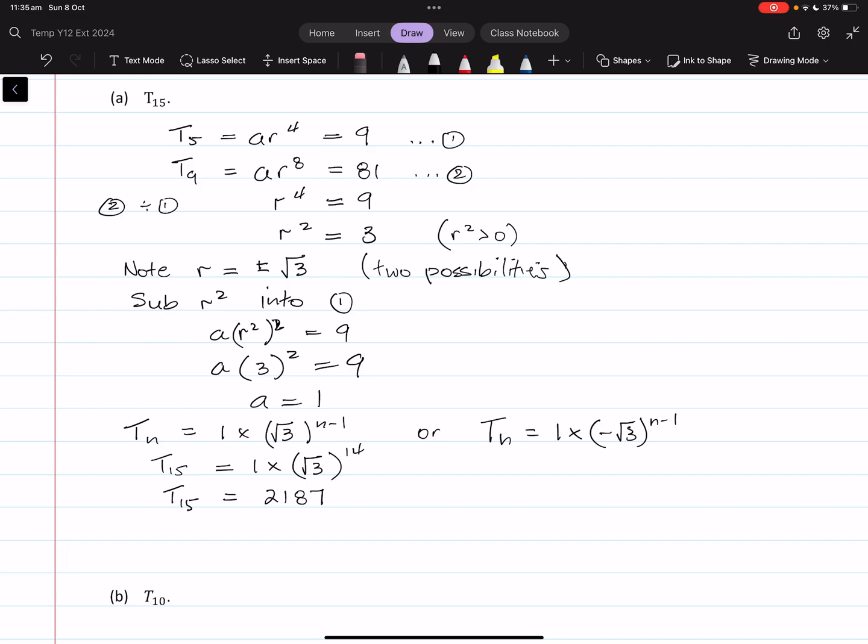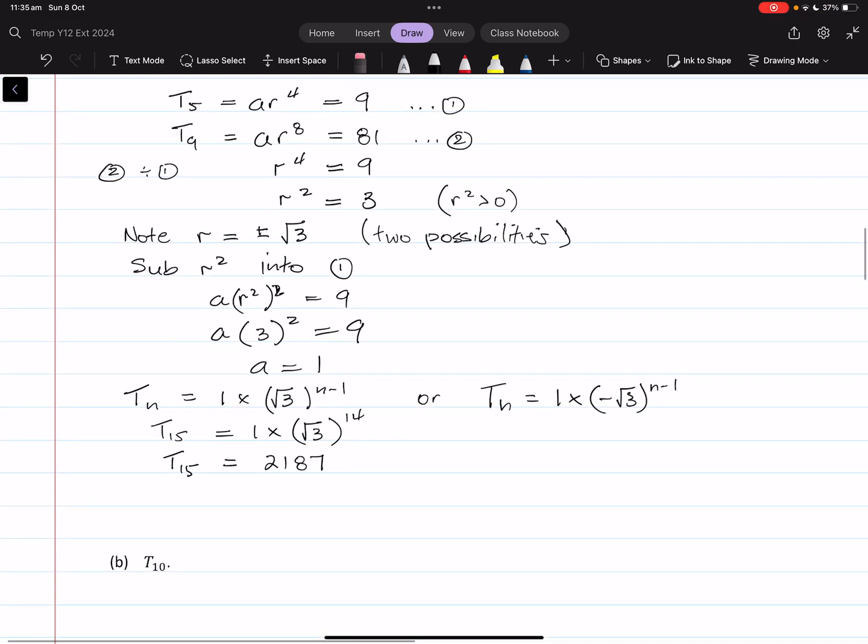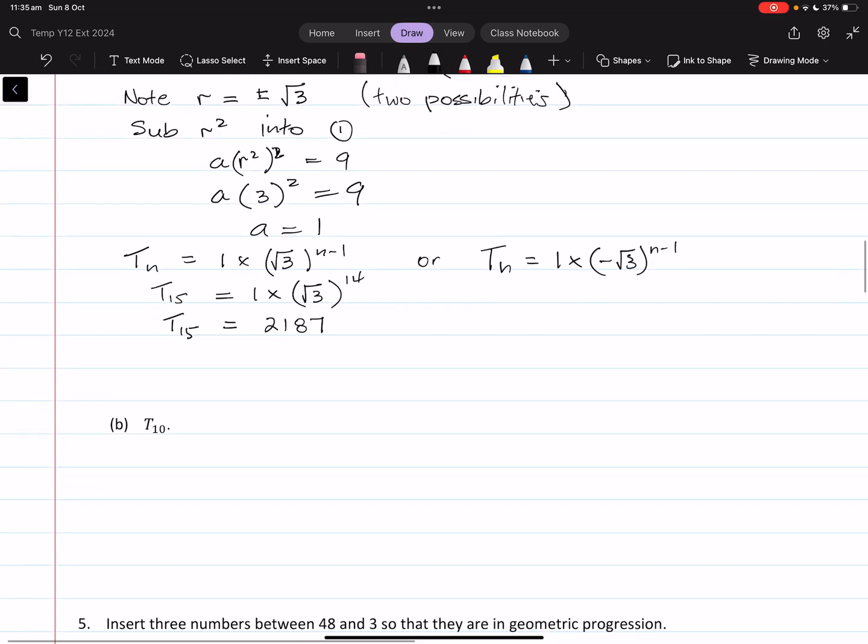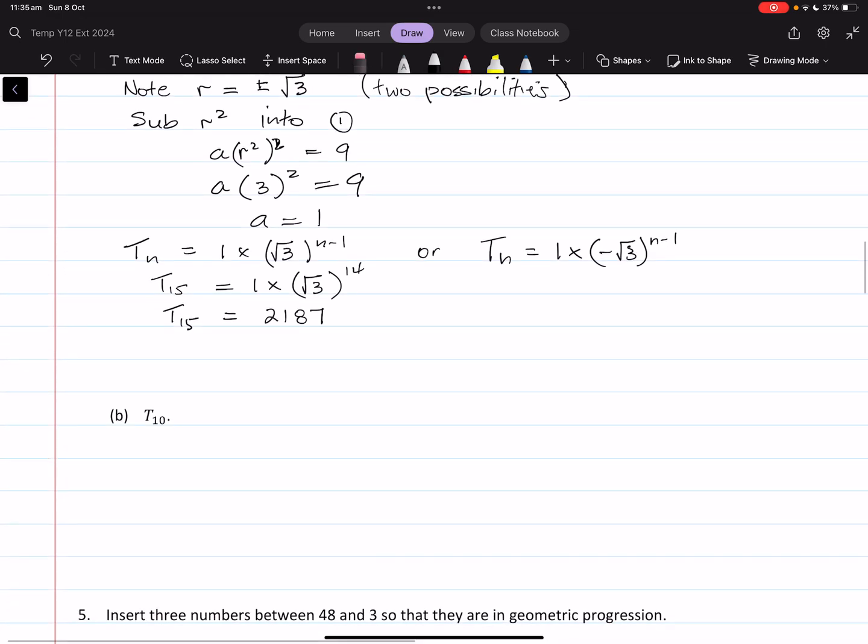Both of those give you positive, because it's to the power of 14. Negative root 3 to the power of 14 gives you the same answer. But let's have a look at the next one, because that's not going to be the case in this one.